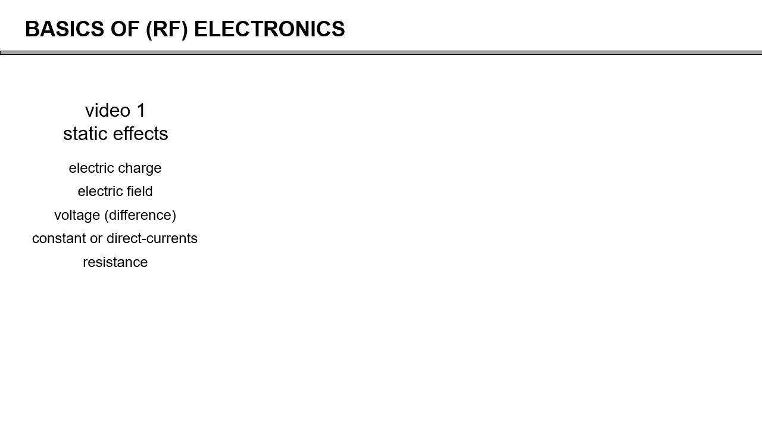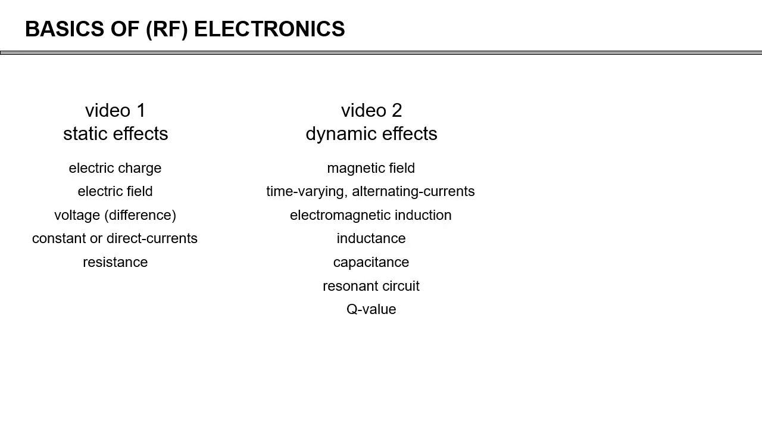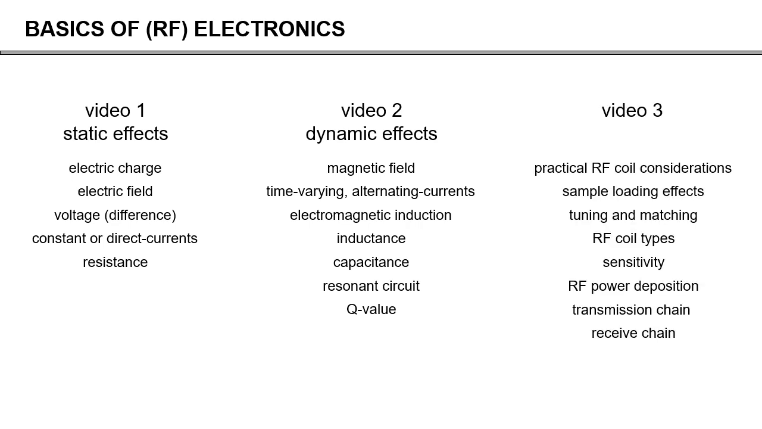The second video is going to talk about dynamic effects, because radio frequency is of course a more dynamic effect, right? We have time varying alternating currents, magnetic fields, inductance, and resonant circuits, and that is definitely a much bigger step towards radio frequency coils. And then the final video is going to be about radio frequency coils, the practical considerations and many of the aspects associated with RF coils.